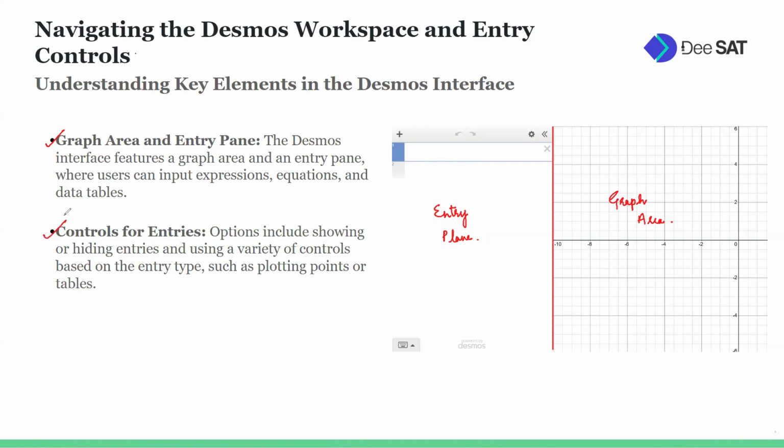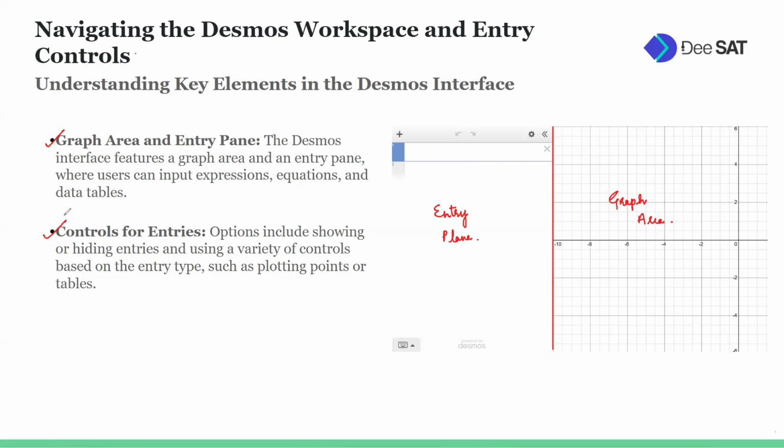Controls for entries. The entry controls in Desmos are highly versatile. You can show or hide individual entries using the toggle buttons next to each item in the entry plane. Desmos provides specific controls depending upon the type of entry.